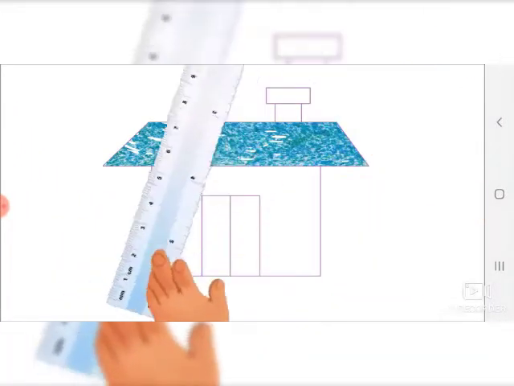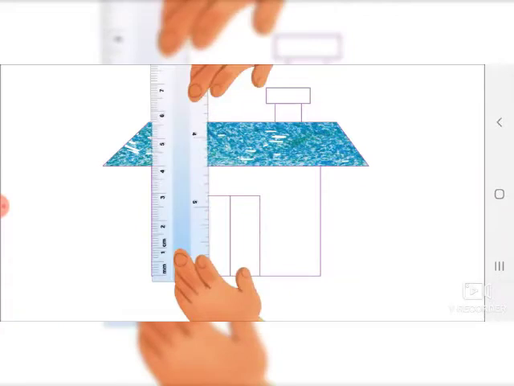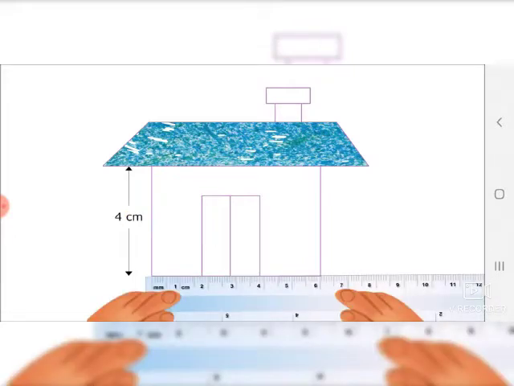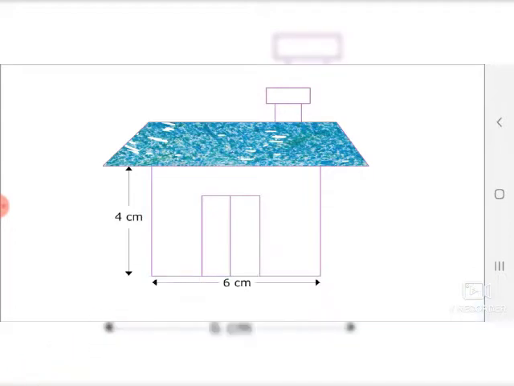Firstly, place the ruler properly along the line and then read the marks on the ruler as 1, 2, 3 and 4. So the length of this line is 4 centimeters. In short, centimeter can be written as cm. Similarly, the length of this line is 6 centimeters.